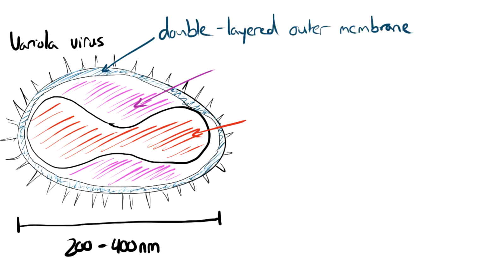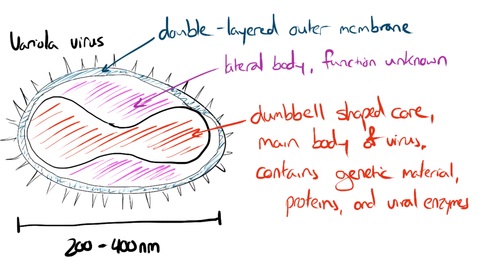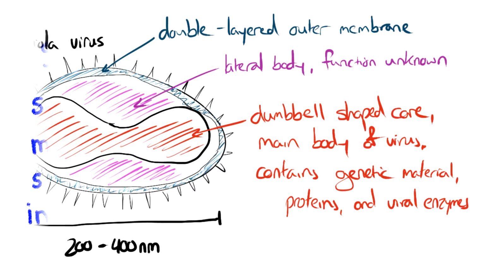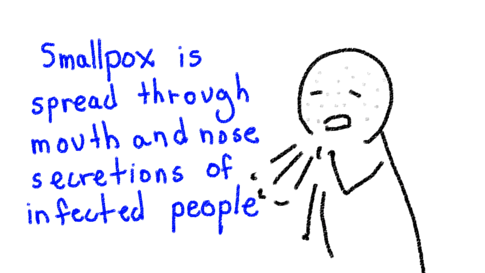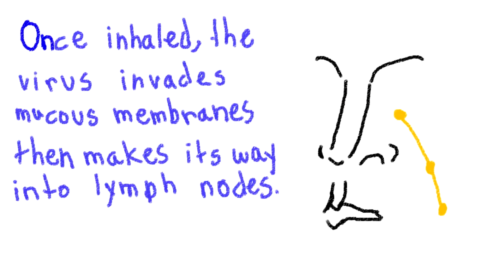He has a double-layered outer membrane, lateral bodies with unknown function, and a dumbbell-shaped core with all his important stuff inside. Smallpox is spread through the mouth and nose secretions of infected people. Once inhaled, the virus invades mucous membranes, then makes its way into the lymph nodes.